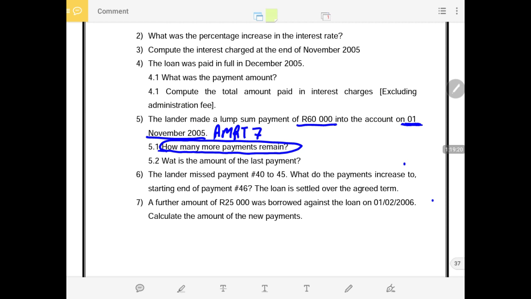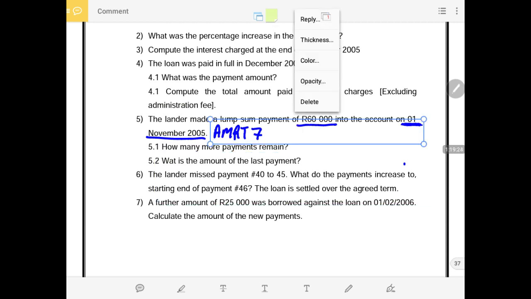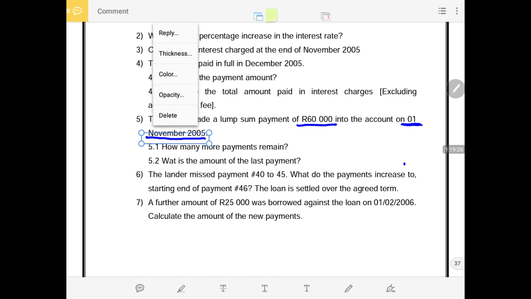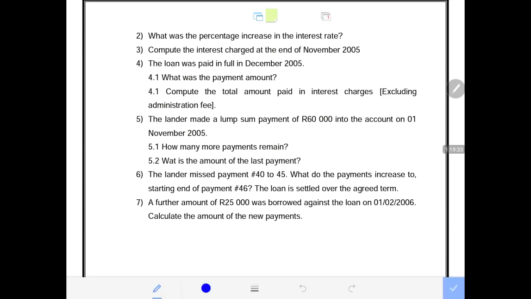Now we go to number 6, and the last one is number 7. So we are already approaching the end now. Very wonderful question to master. The lender missed payment number 40 to payment number 45. What do the payments increase to starting at the end of payment number 46? The loan is settled over the agreed term.